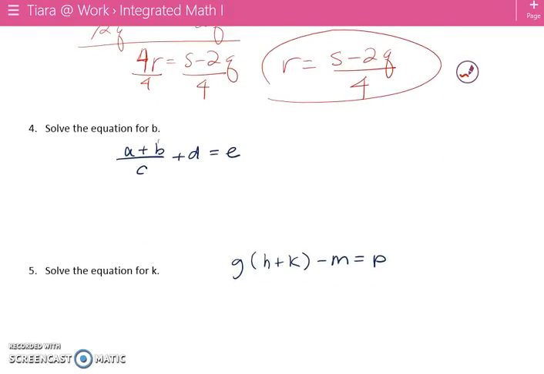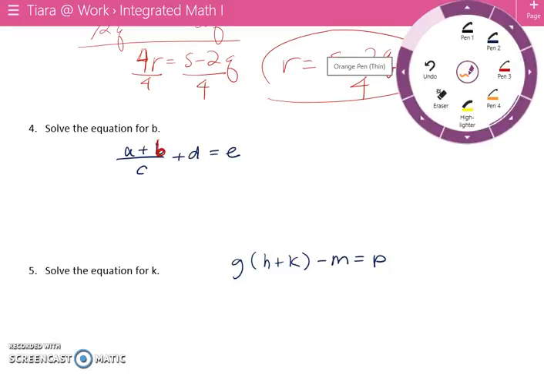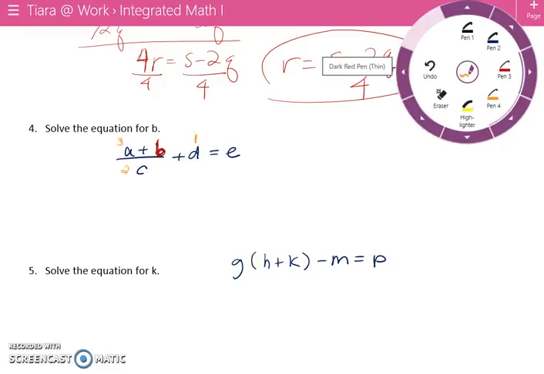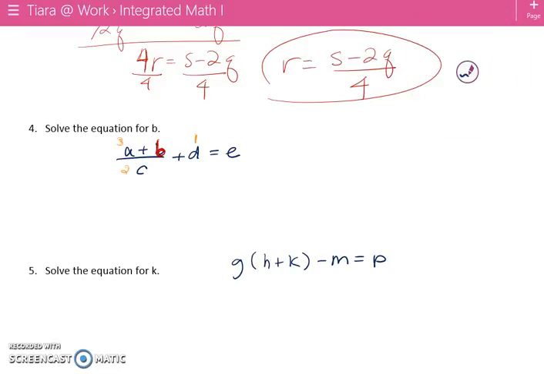All right, for this one, I want b. So let's think about what I need to get rid of. I need to get rid of a, c, and d. And in which order? D is the furthest away. I will then go for c, which will be the second one, and then I will get rid of a. So how do I get rid of d? By subtracting it. So a plus b over c equals e minus d. I subtracted d from both sides.